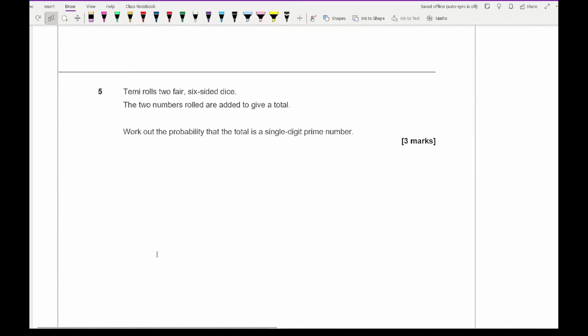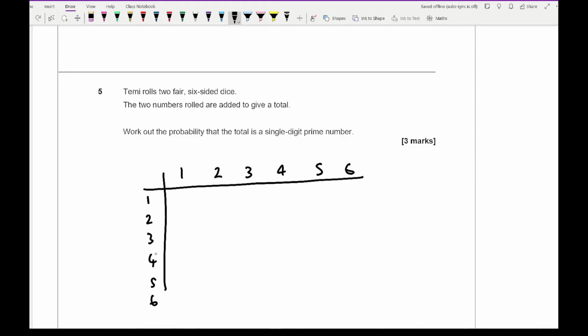Moving on to question 5, it says that Temi rolls two fair six-sided dice. The two numbers rolled are added to give a total. Work out the probability that the total is a single digit prime number. Now again, I would encourage you to do a sample space diagram. So we've got 1, 2, 3, 4, 5, 6 and 1, 2, 3, 4, 5, 6. Excuse the neatness of this table. So 2, 3, 4, 5, 6, 7. 3, 4, 8.